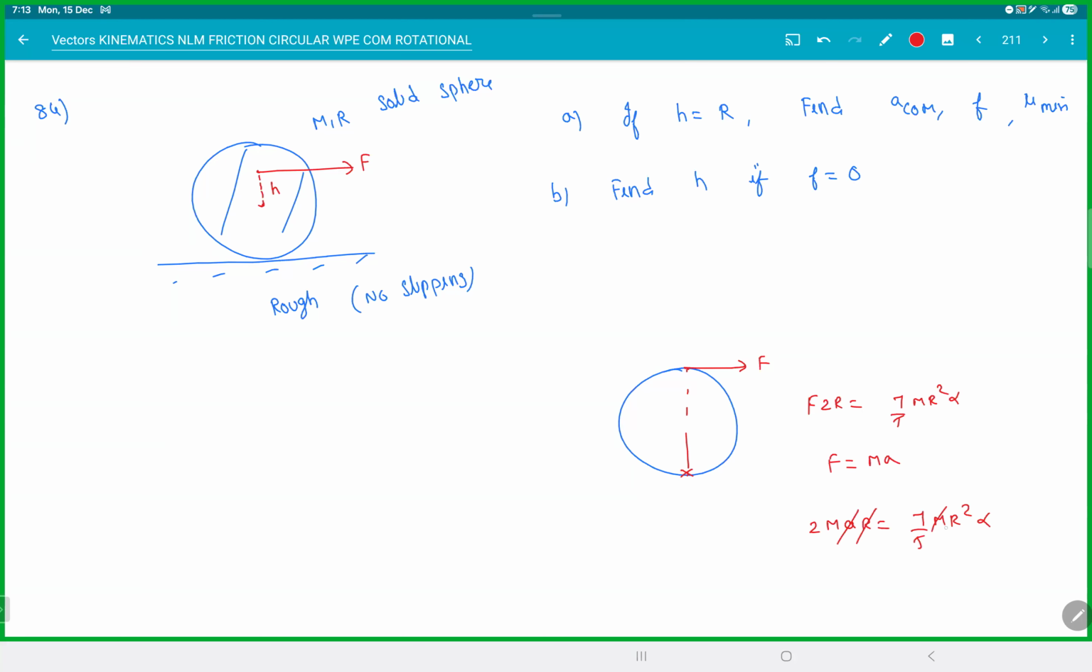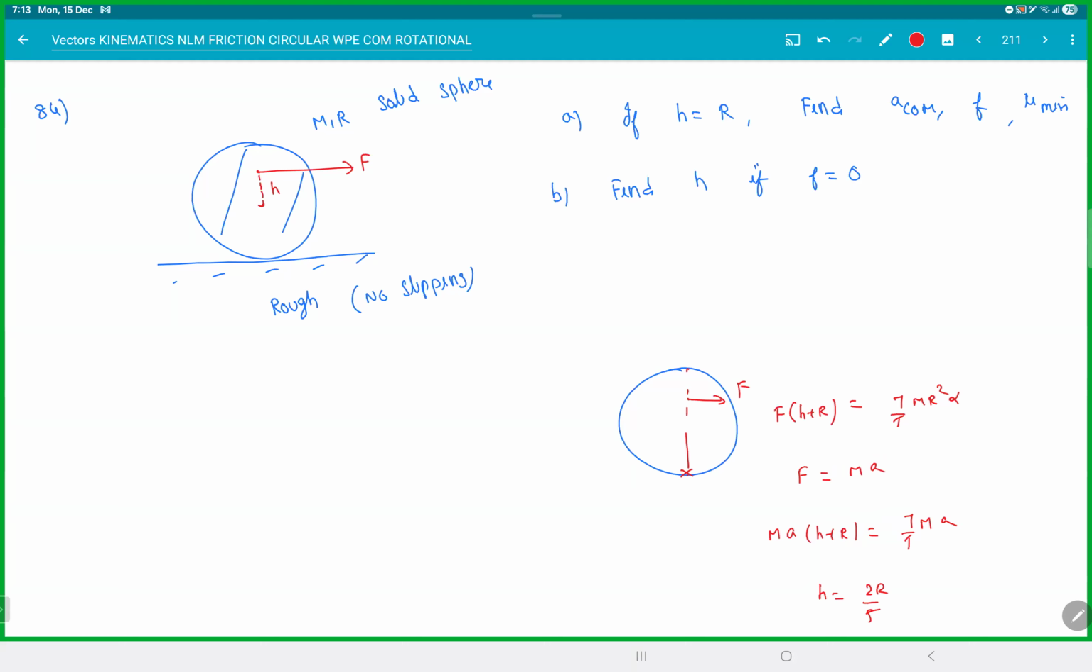Okay, wait, I have to apply H, no? My mistake. This is F into H plus R. F is equal to MA. That would be substituted there. That would be MA into H plus R equals 7 by 5 MA. And I think you get H is equal to 2R by 5.